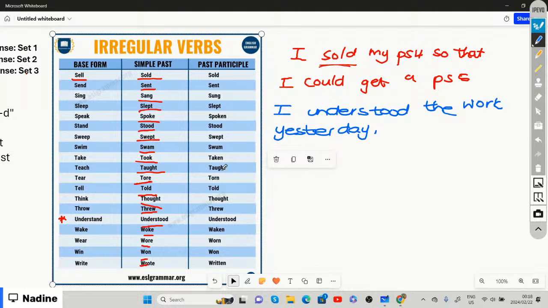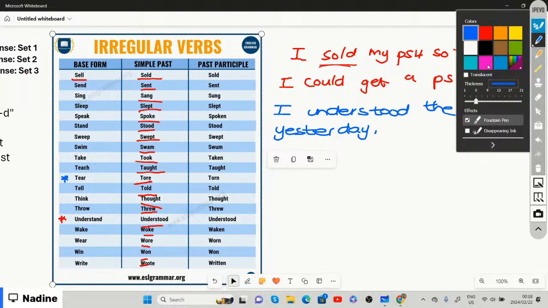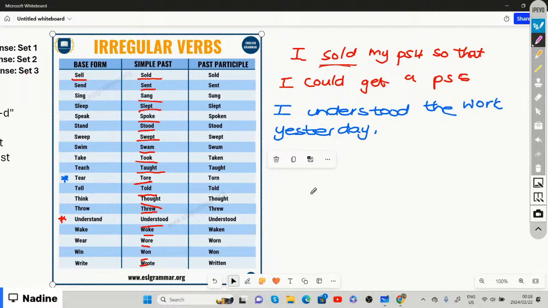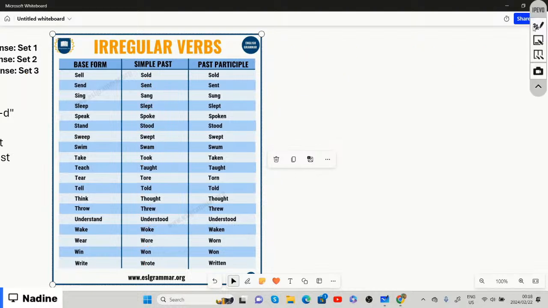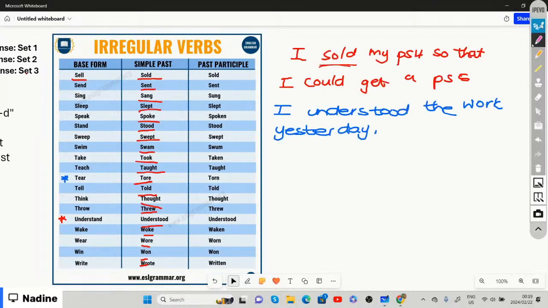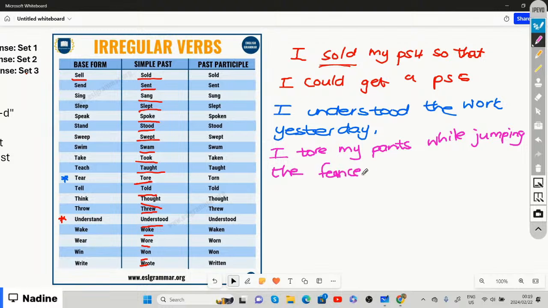All right, if we use another one, which is tore. Tear is to tear up something, and the past tense form of that is tore. So you can say, I tore my pants while jumping the fence. So I tore my pants while jumping the fence.